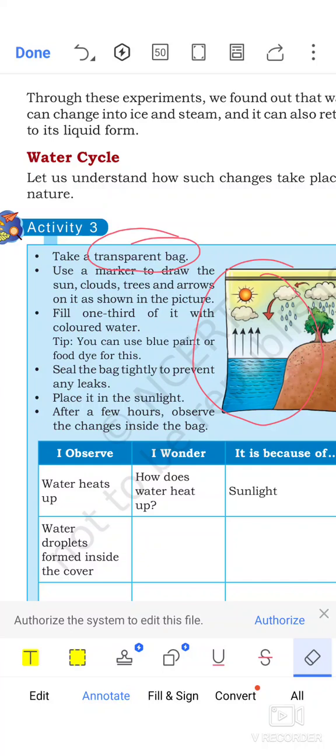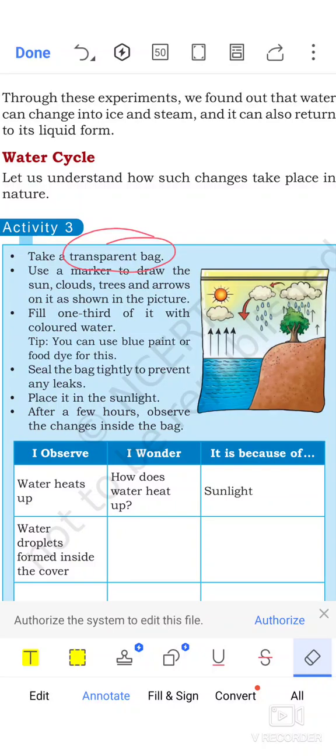So in this, you will take a transparent bag and you have to draw these pictures on it. Okay. Seal the bag tightly to prevent any leaks. The bag should be sealed very properly so that the water does not leak. Place it in the sunlight and after a few hours observe the changes inside the bag. This activity you can do at your home also so that you can learn the things.